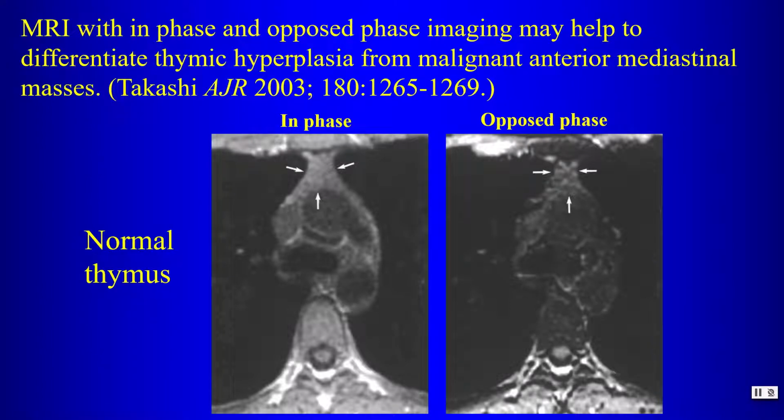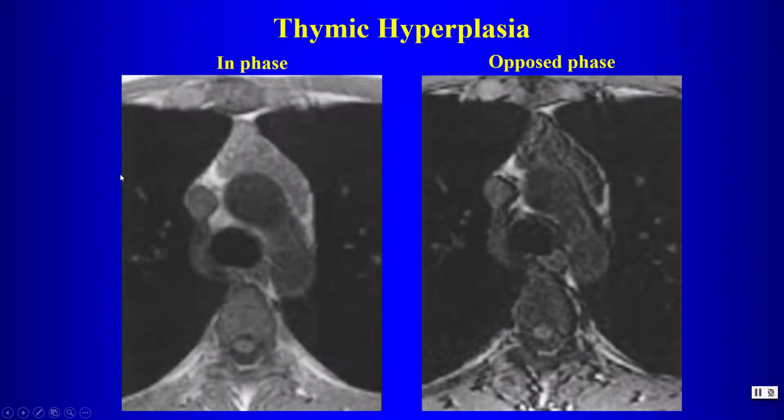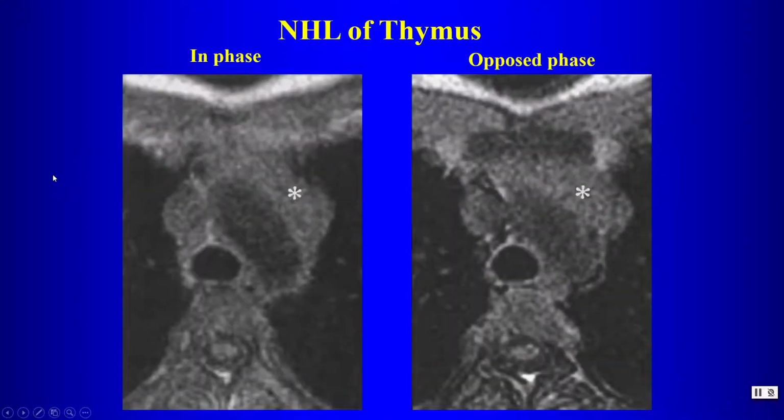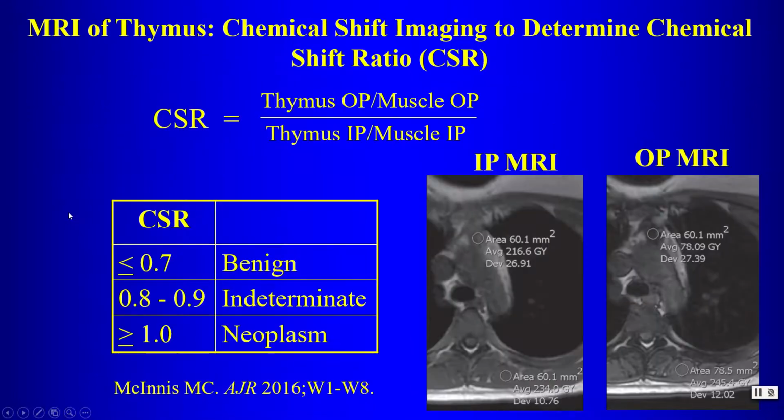In-phase and out-of-phase imaging can help to differentiate thymic tissue from malignancy. So dropout of signal on the out-of-phase images supports thymic tissue as opposed to malignancy. Here's a case of some thymic hyperplasia, in phase, out of phase, dropout in signal. We can call this thymic hyperplasia. We do not think that that is malignancy. On the other hand, there's a case of non-Hodgkin's lymphoma of the thymus. Anterior mediastinal mass does not drop out in signal, so here we will be more concerned with malignancy.